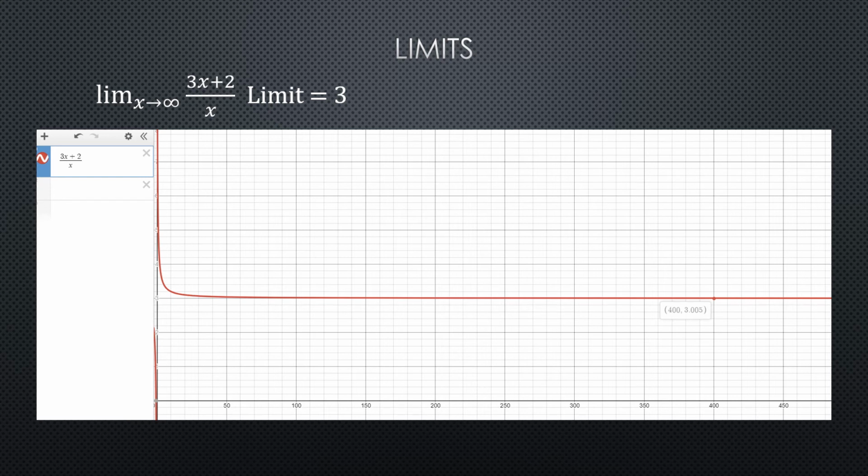And I've set a point way out here at x equals 400, and the y in the equation is equal to 3.005. So you can see it looks like it is, in fact, approaching 3 as we get bigger and bigger on the x.